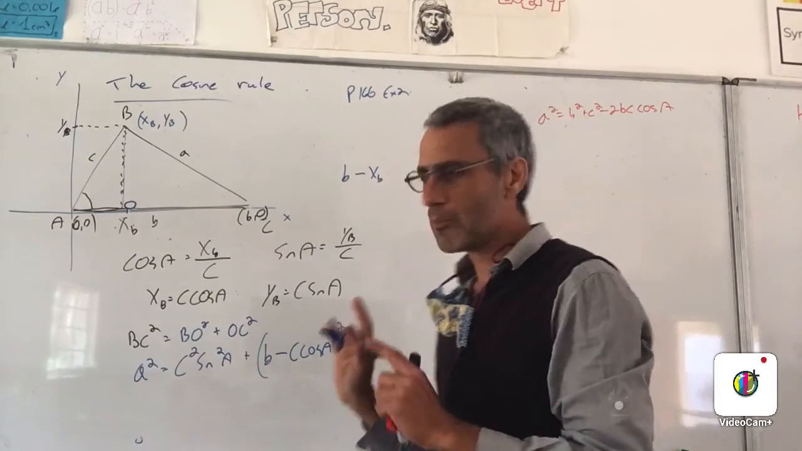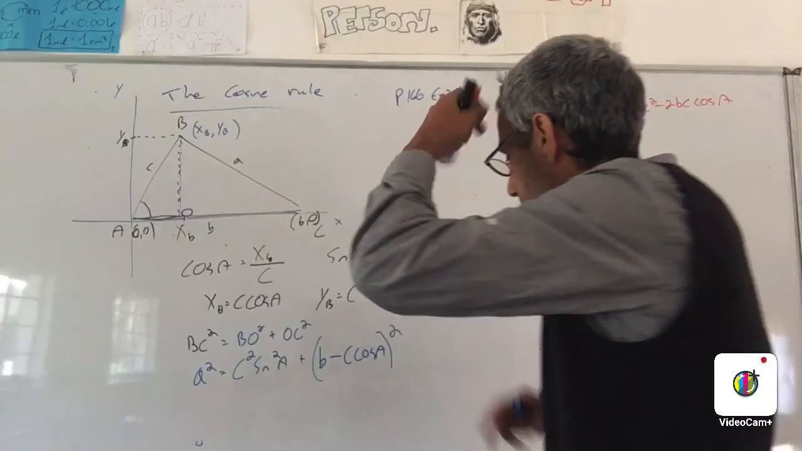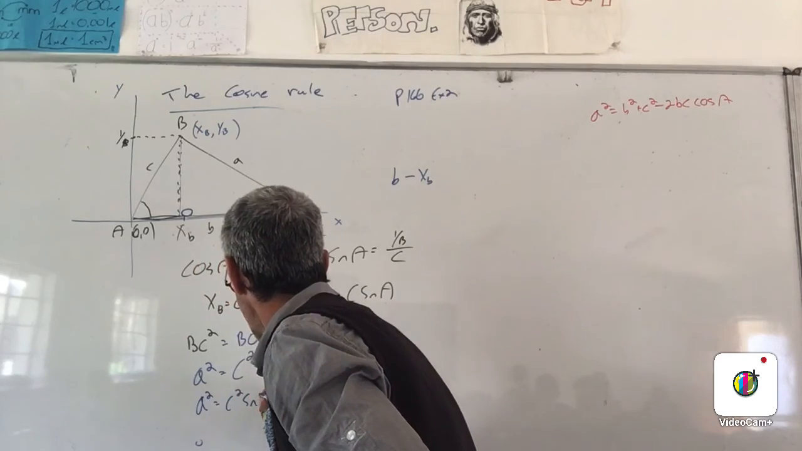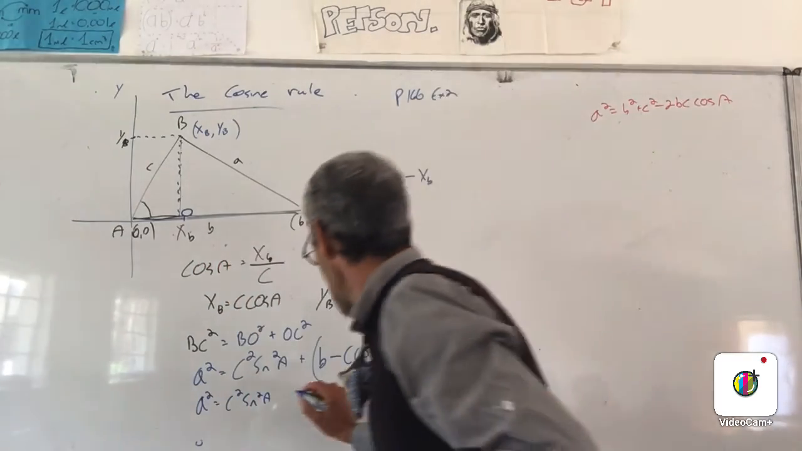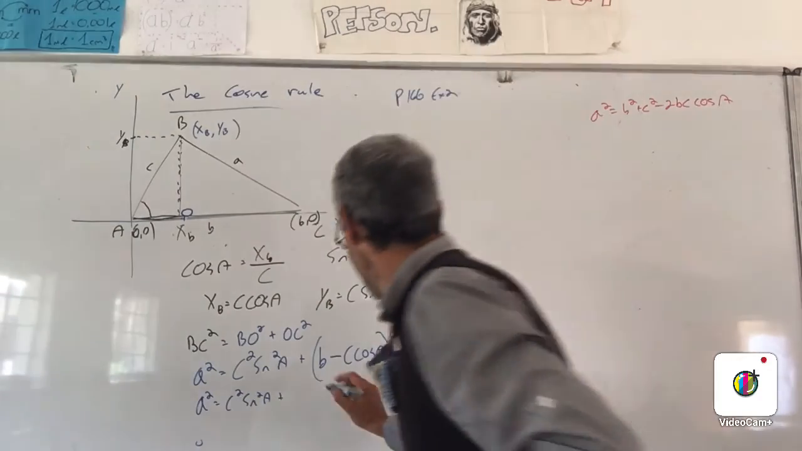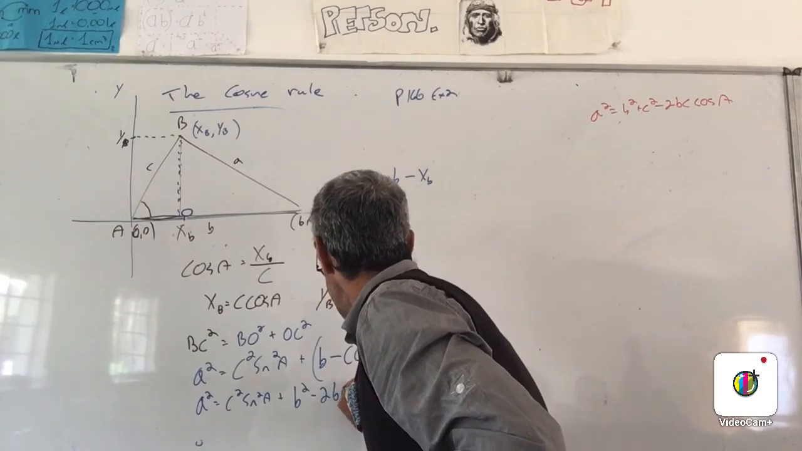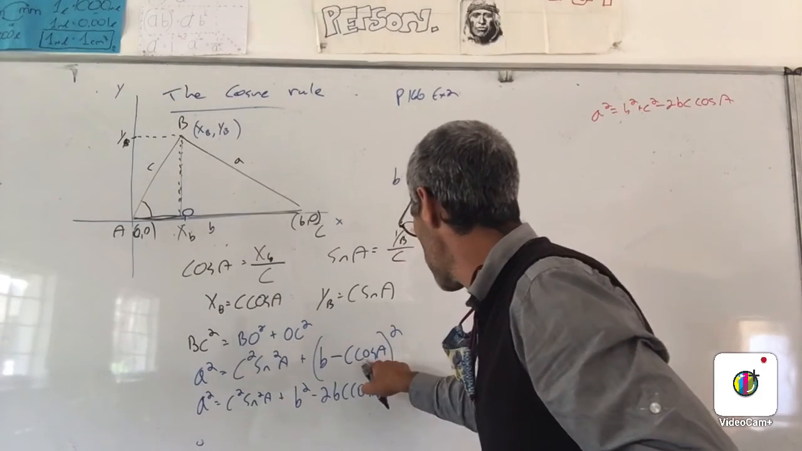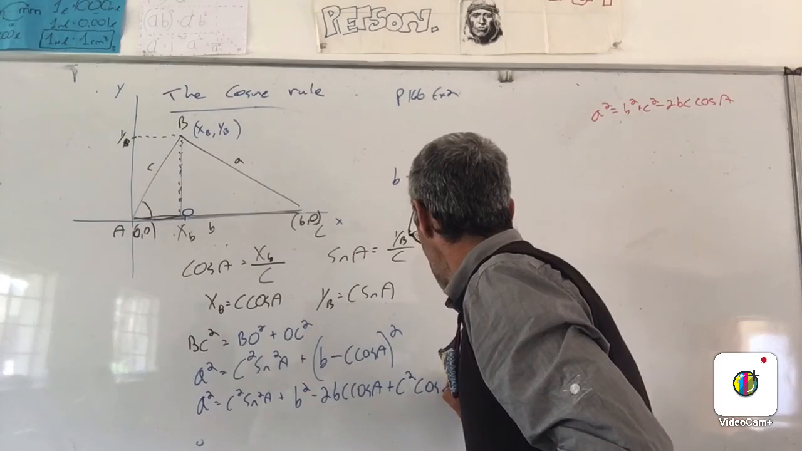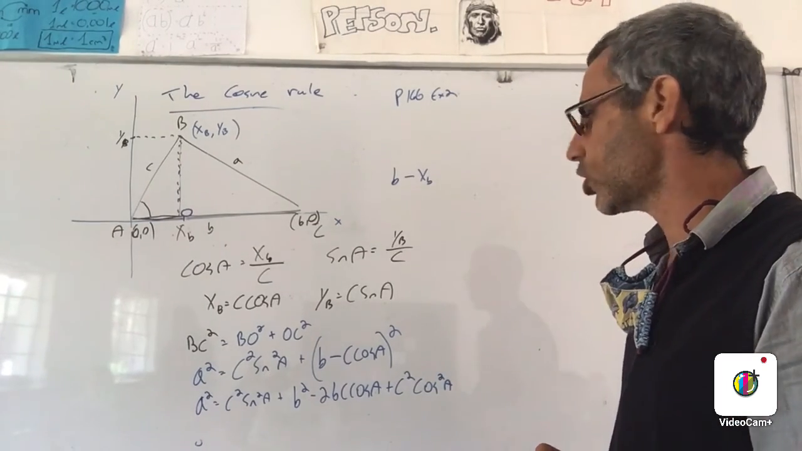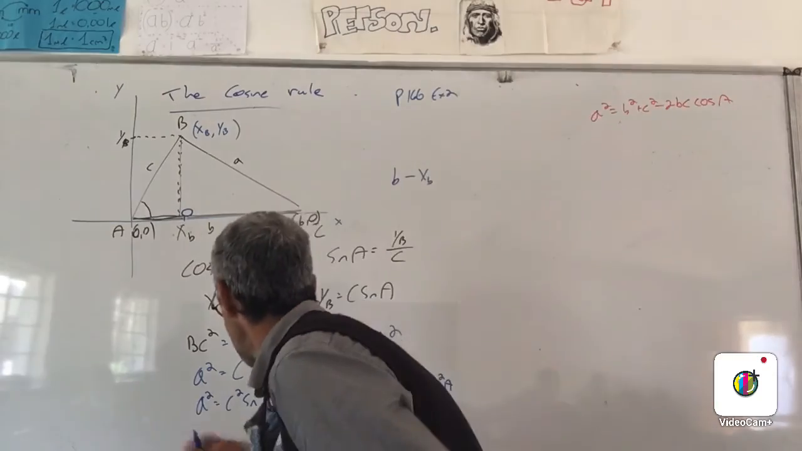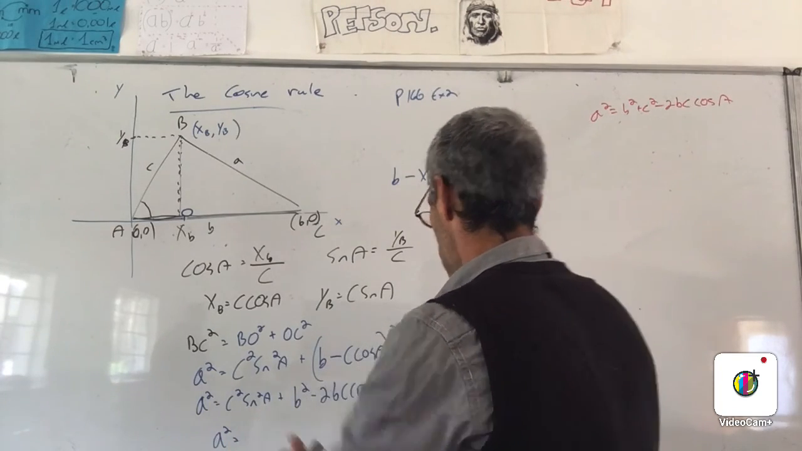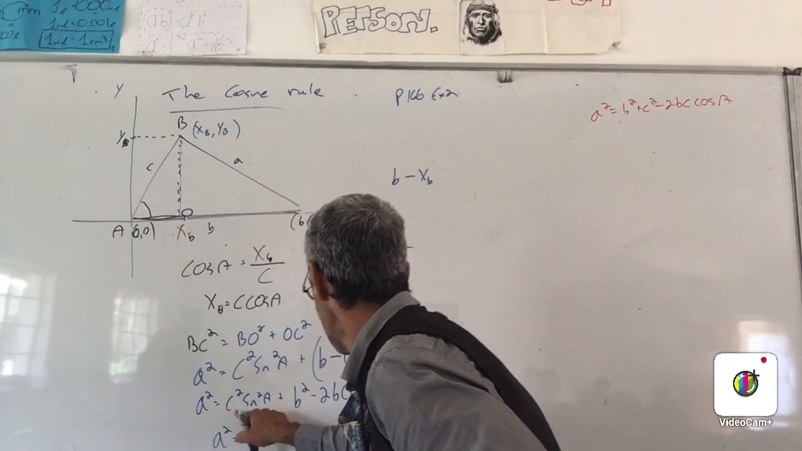Now I'm going to pause here, just make sure I didn't make a mistake. Alright, everything is good. Now what we're going to do is just open it up. So we're going to write a squared, nothing we can do here, sine squared A. Here we have to open up using our normal formula that you guys actually know as well: b squared minus 2bc cosine A. That's starting to look a little bit familiar. Plus the square of this term, c squared cosine squared A. That looks very messy, but at this point, let's see what we can do. a squared equals, let's start with the terms that are actually quite good for us: c squared sine squared A.